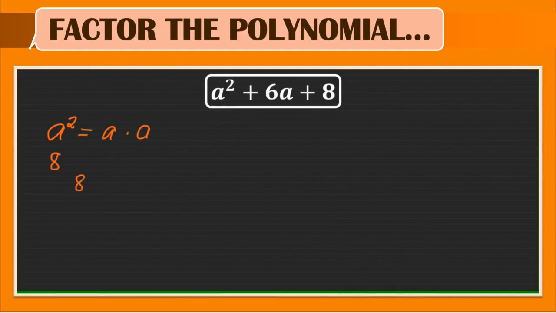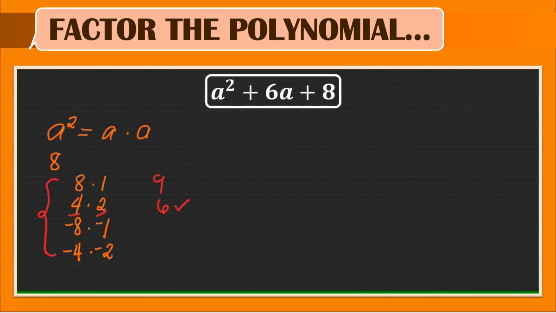We have 8 times 1. We can also have 4 times 2. We can also have negative 8 times negative 1, since when we multiply like signs, the product is positive. We can also have negative 4 times negative 2. Now let's try to add each factor and let's see which will sum up to 6. 8 plus 1 is 9. 4 plus 2 is 6. So we are going to use 4 and 2.